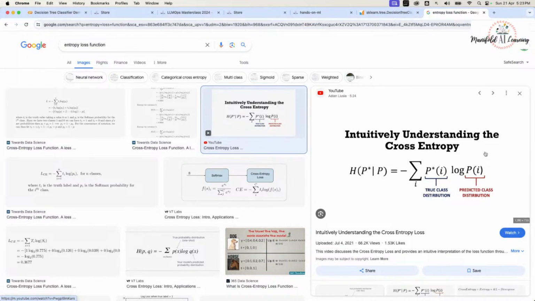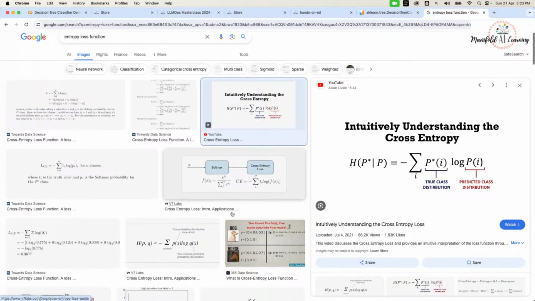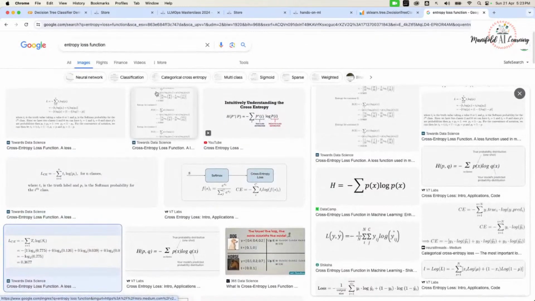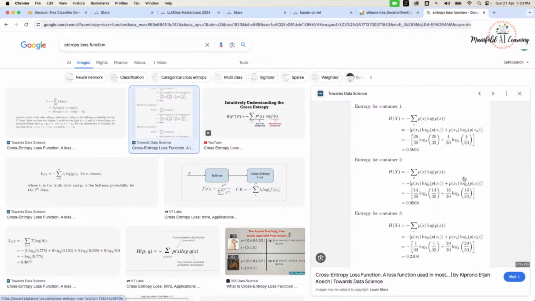Here, when we look into the true class distribution and the predicted class distribution, think of it in this way. Let me see if I have an example calculation right here that would simplify a bit, or else we can take a look at it at a later point.